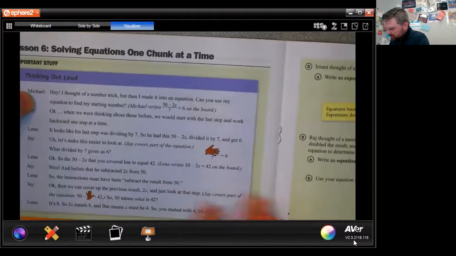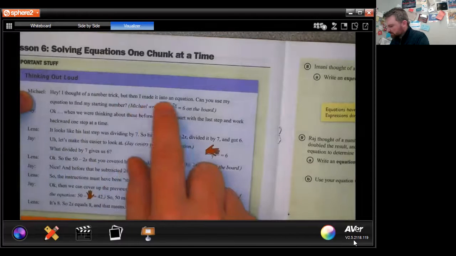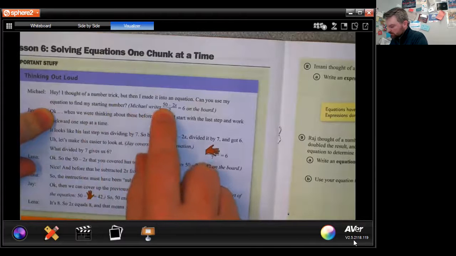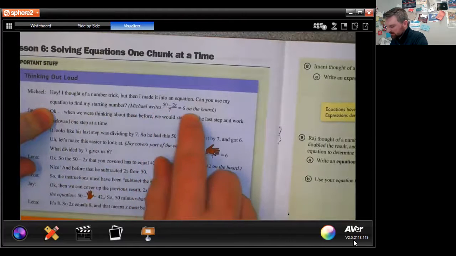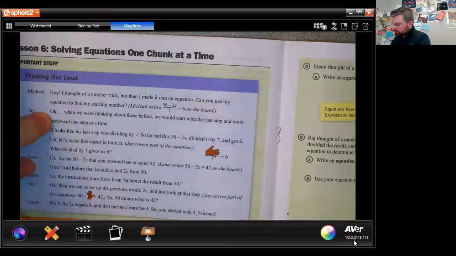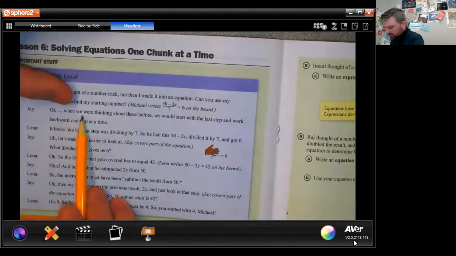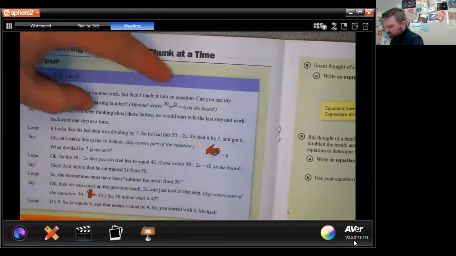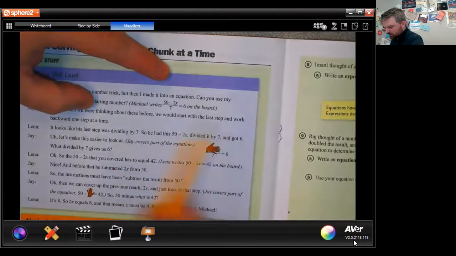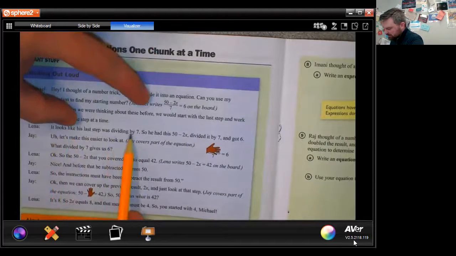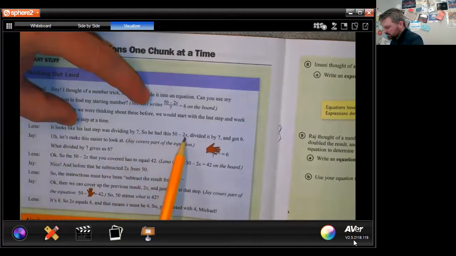Michael says, hey, I thought of a number trick, but then I made it into an equation. Can you use my equation to find my starting number? Michael writes 50 minus 2x divided by 7 equals 6 on the board. That's his equation and his ending number. Jay says, okay, when we were thinking about these before, we would start with the last step and work backwards one step at a time. It looks like the last step was divide by 7. So he had this 50 minus 2x, divided it by 7 and got 6.